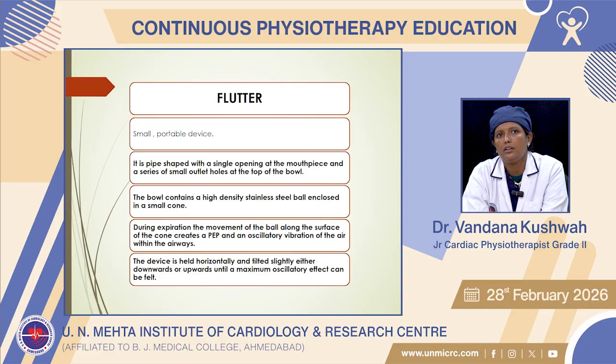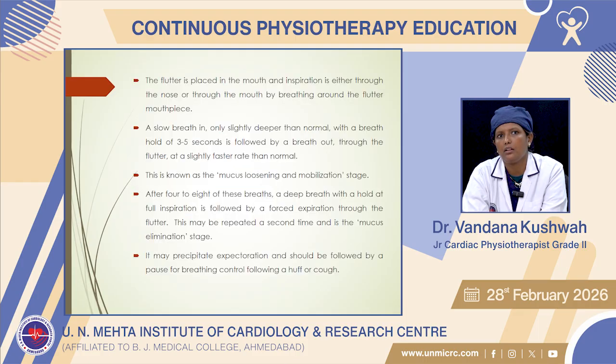And then the flutter. The flutter is a small portable device. It is pipe shaped with a single opening for the mouthpiece and a series of small outlet holes on top of the bowl. The bowl contains a high frequency density stainless steel ball enclosed in a cone. During expiration, the movement of the ball along the surface of the cone creates a PEP and oscillatory vibration of the air within the airways. The device is held horizontally and tipped slightly downwards or upwards until the maximum oscillatory effect can be felt. The flutter is placed in the mouth, and inspiration is either through the nose or through the mouth by breathing around the flutter mouthpiece.